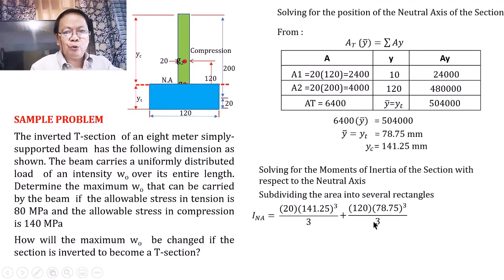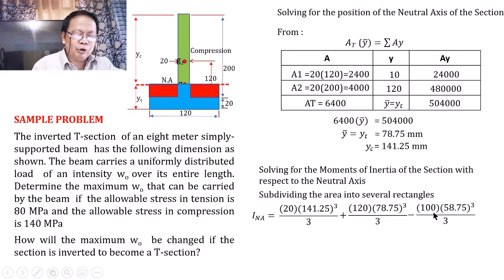But we have to deduct the area that was added, and these are the two rectangles, di ba? Na kung saan, kung pagsasamahin natin yung rectangles, the rectangles would have a total width of 120 minus 20, a total width of 100. So if we will be subtracting the moments of inertia of that red rectangle, this will be equal to minus 100 multiplied by the height. The height of the rectangle will be equal to y sub t minus 20, and this is equal to 78.75 minus 20 gives us 58.75. So this becomes minus 100 times 58.75 cubed divided by 3.